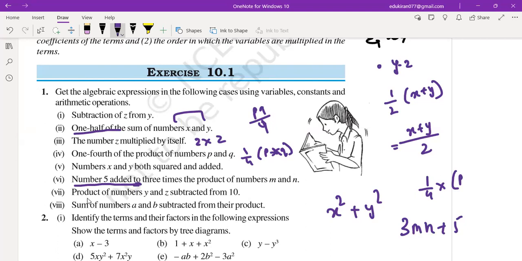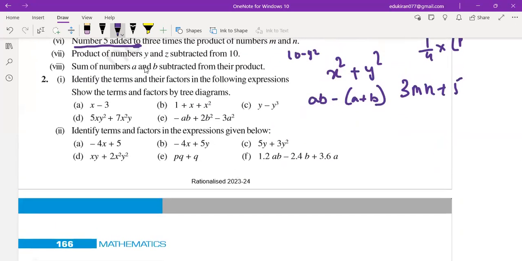Okay. Next, product of number y and z subtracted from 10. So 10 minus yz. Yes, ma'am. Sum of number a and b subtracted from their product. So ab minus a plus b. I didn't add the bracket, ma'am. Ma'am, I didn't get the last one. Can you explain it again? See, sum of number a and b. Sum of number means a plus b. Then put it in the bracket. Subtracted from their product. Their product is a multiplied by b. You will subtract it. Yes? Fine. Okay, ma'am.